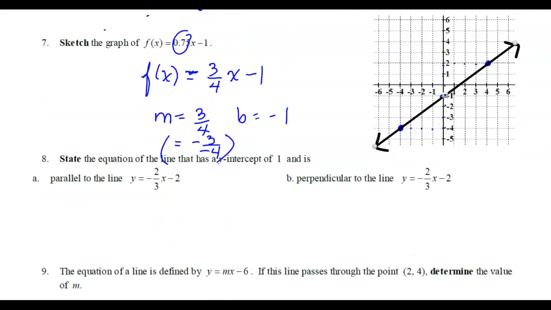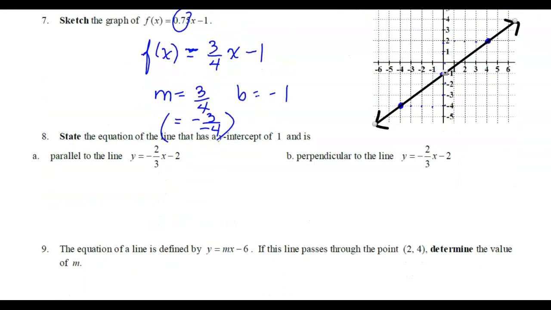Next ones, state the equation again, no work required. It has a y-intercept of 1 and is parallel to the line -2/3 x minus 3. If it's parallel to that line, who can tell me what the slope of the line we want should be? Exact same. So this is easy peasy.